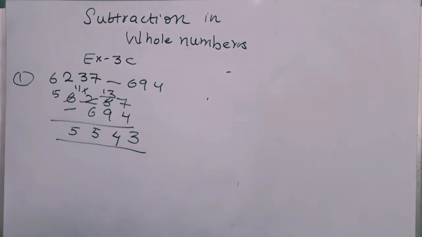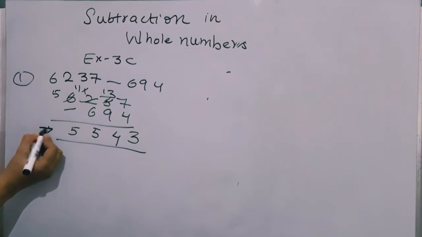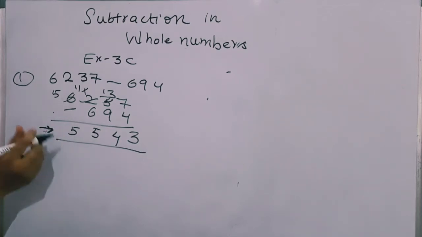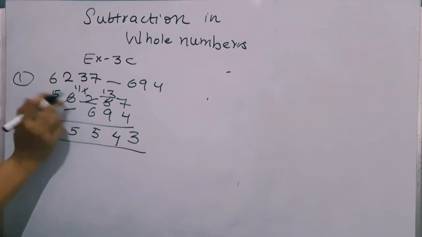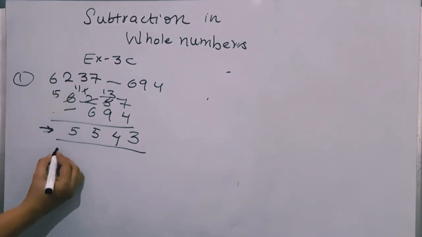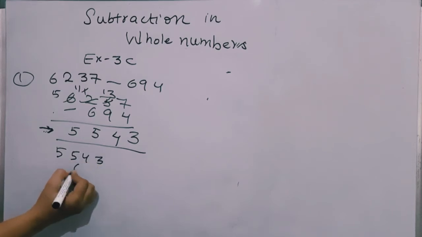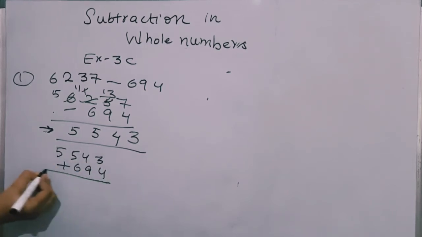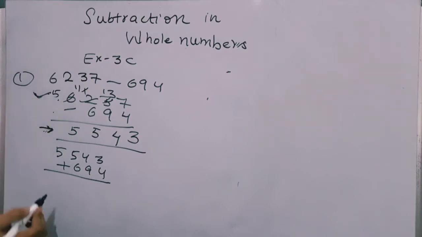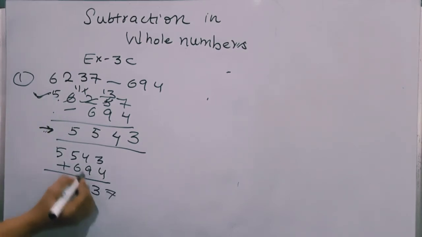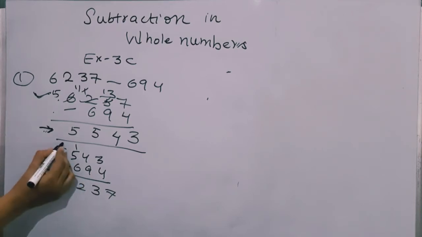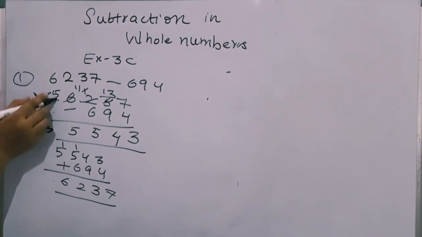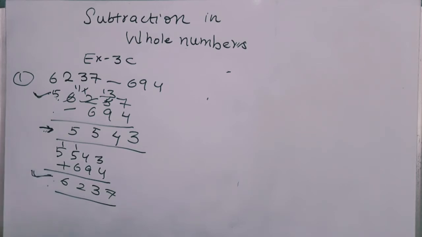Now we have to check whether our subtraction is correct or not. For that, what we have to do? The result, the answer, you have to add to the addend. The number that you added is called the addend. So you have to add 5543 to 694. If you obtain the number written on the top, then your subtraction is correct. Right, students? We have received that answer, so our subtraction is totally right.